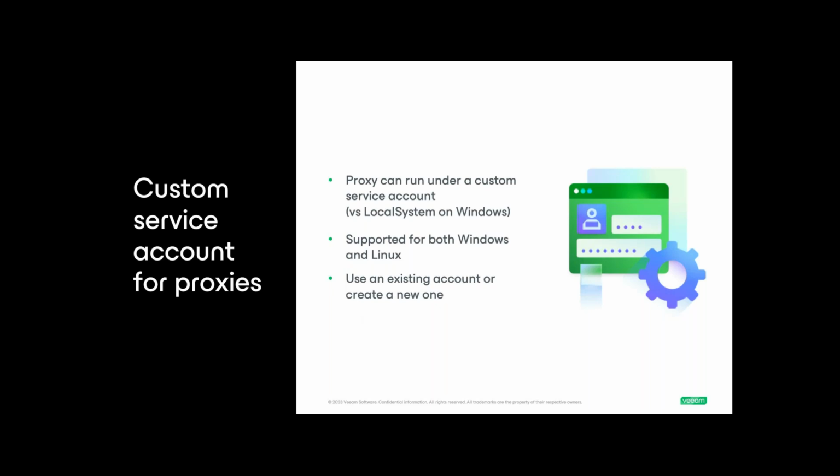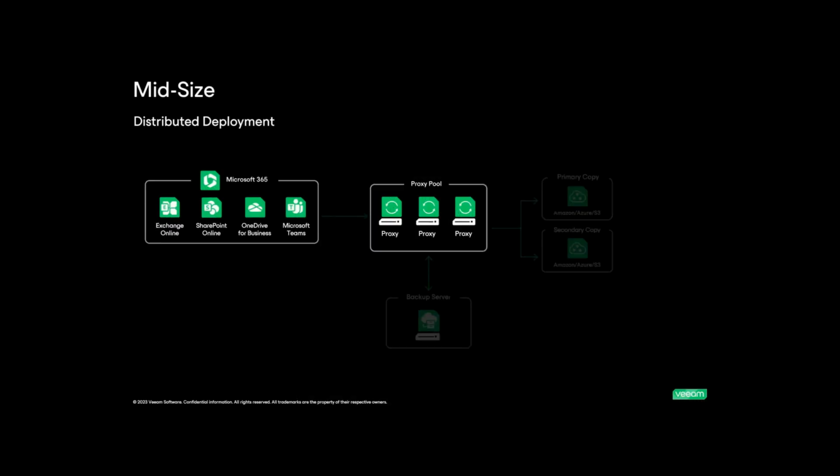This is supported for both. So when you connect a Linux server, you can also say, I want to use a built-in function. So it can use a Veeam Backup for 365 user by default that it'll create. Or you can use a service account that you've already created. And you can move on from there.